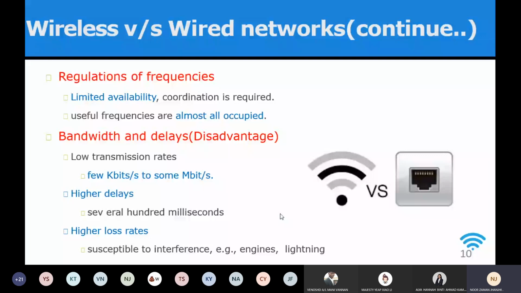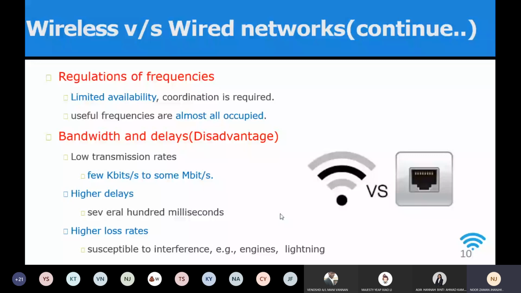So regulations and frequencies, just taking a quick look at the slide. Limited availability, coordination is required. Useful frequencies are almost all occupied. Frequencies are also having an issue. In the wireless medium, there are so many other things also having an issue. Bandwidth is also having an issue. We have low transmission rates with wireless networks.